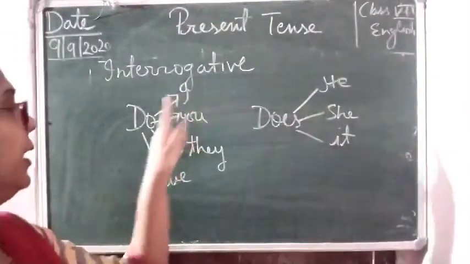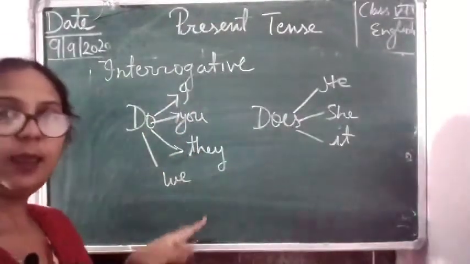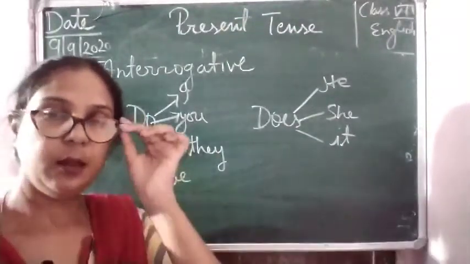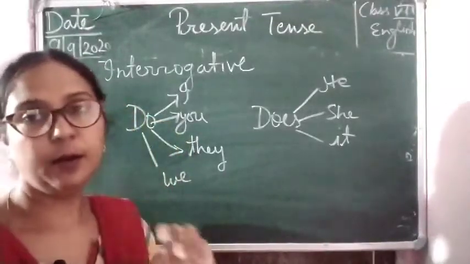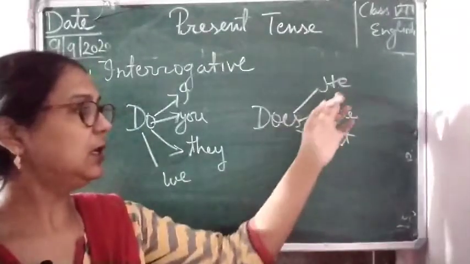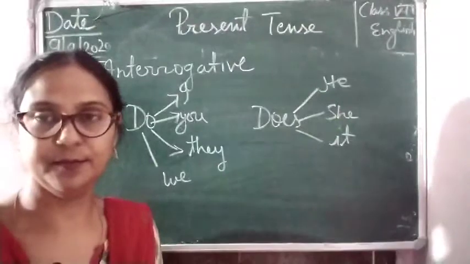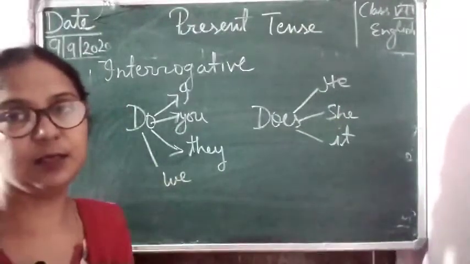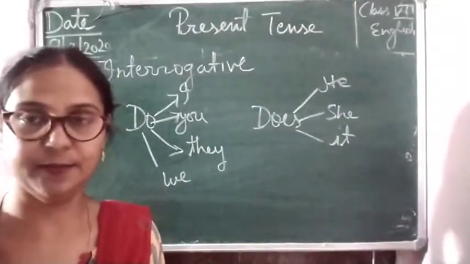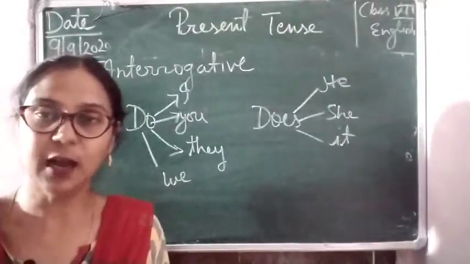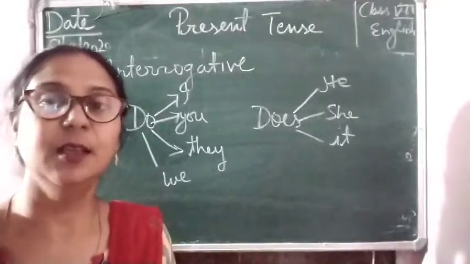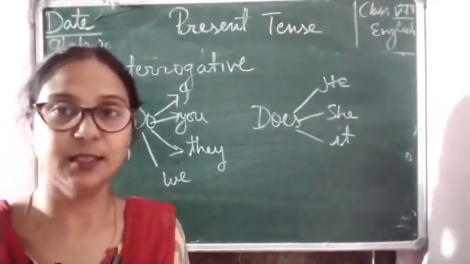Do is used with I, you, and they, and we, and any plural pronoun or noun. Now here does is used with he, she, and it. So this you just always keep in your mind whenever you are making interrogative sentences. So now let's start. The next part of simple present tense is present continuous tense.